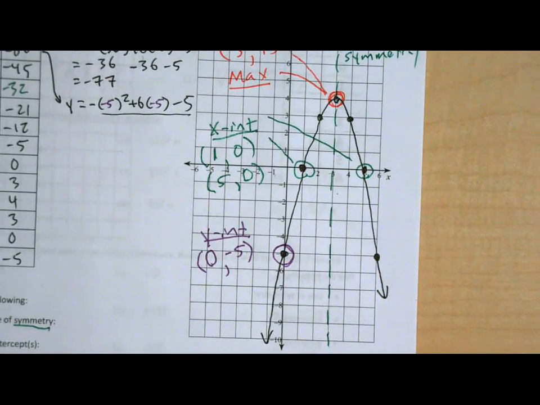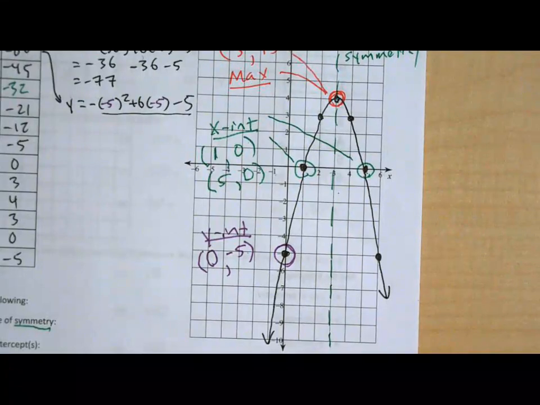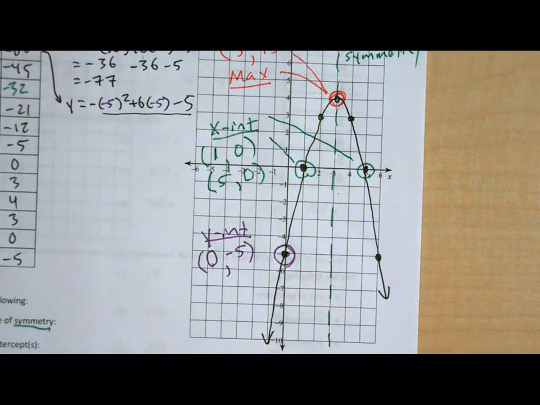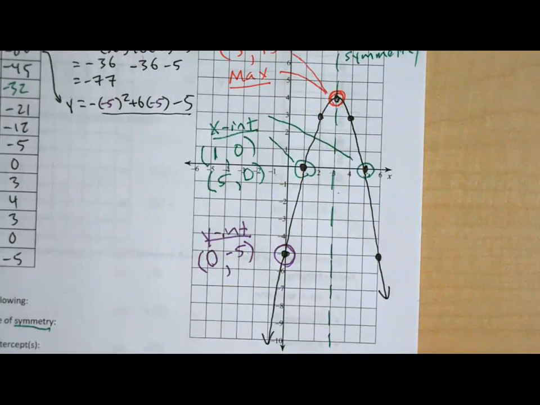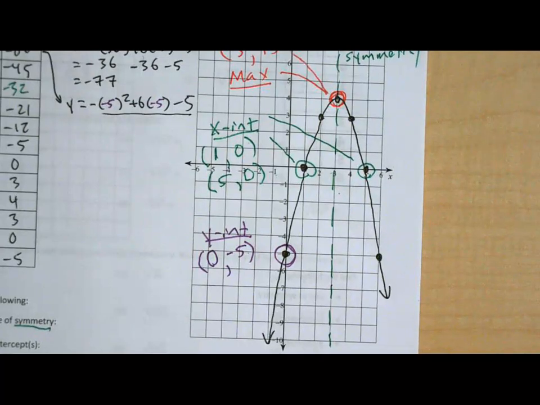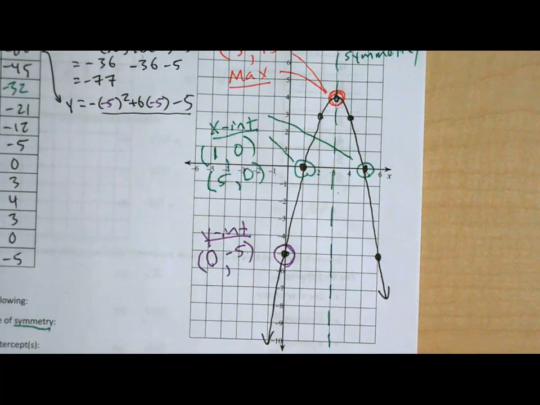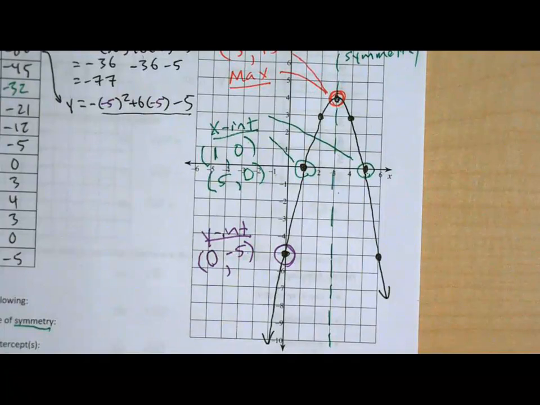Last thing is the minimum. The maximum is the highest point on the graph. The minimum is the lowest point on the graph. This is a bit of a trick question. What is the minimum? What is the lowest point on this parabola? Anybody want to make a guess? I'm telling you, it's a trick question. The answer is not a number.